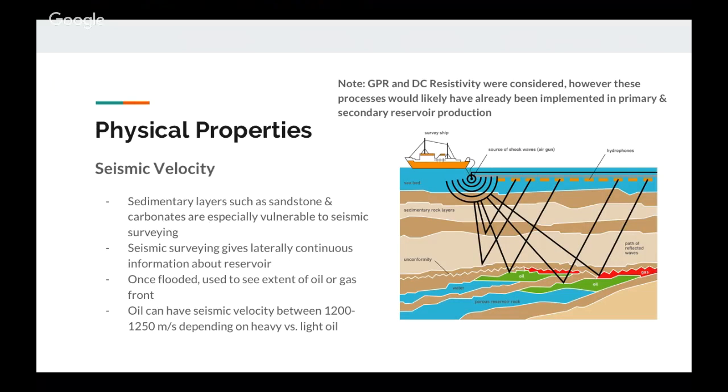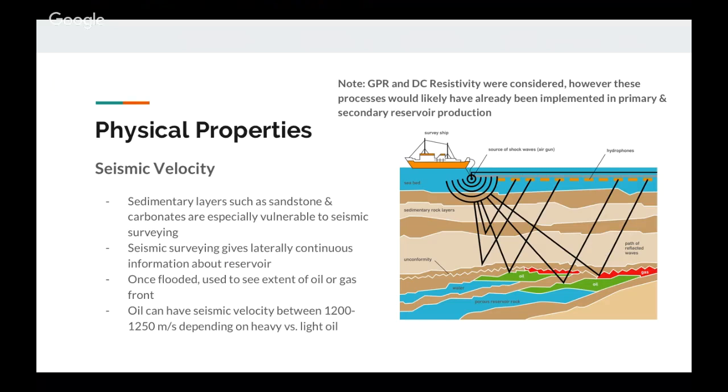The physical property we wanted to look at specifically was seismic velocity. These sedimentary layers, such as sandstone and carbonates, are especially suited to seismic surveying because sandstone has a velocity of upwards of 2,000 meters per second, where oil is more in the 1,200 range. So there's going to be a significant difference.